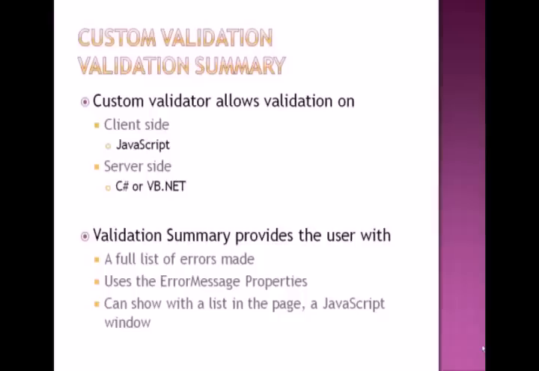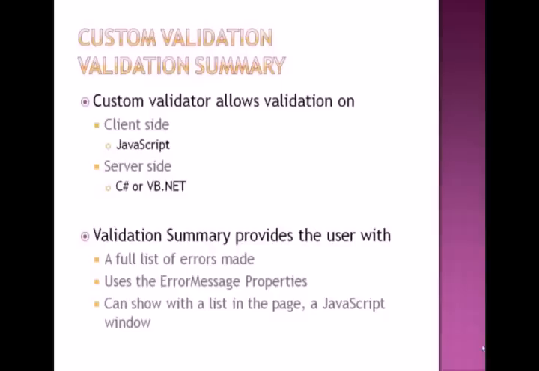The validation summary control provides the user with a list of errors that it retrieves from the individual validation control's error message properties and shows those error messages at once. It can show the error messages in three different ways. It can use them as a list that is embedded in the page, or you can use a JavaScript alert box in a window that pops up, and then also you can combine the two at the same time. We can control this setting by working with the show message box and show summary properties of the validation summary control.